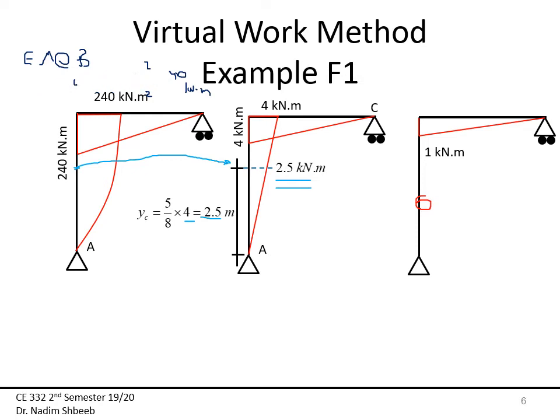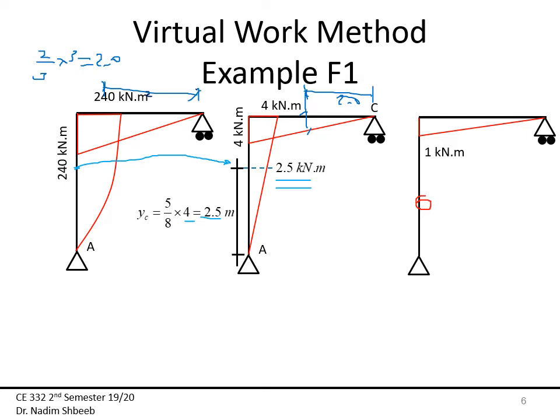Since the frame has 2 members, I have to do the same thing for the triangle. So now here we know that the centroid from this point to this point is going to be 2/3 times the length 3, and that will give you 2 meters. So now here I go to the virtual system, at 2 meters, and read this value right here.